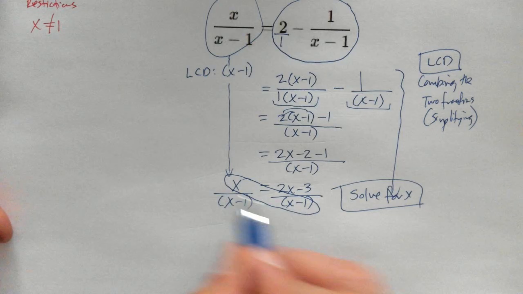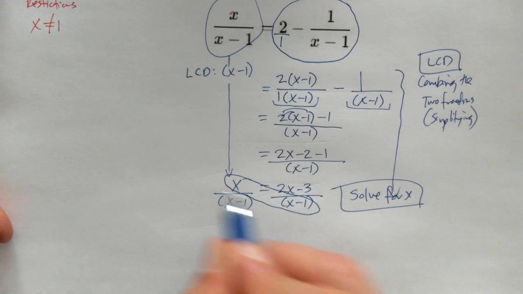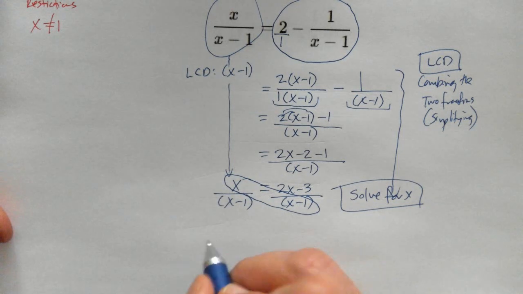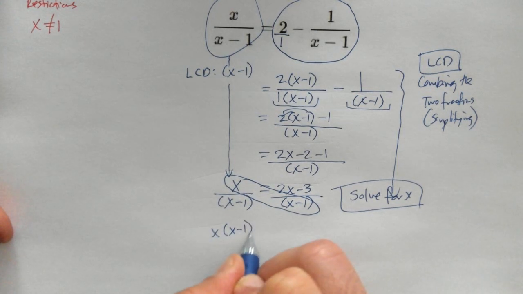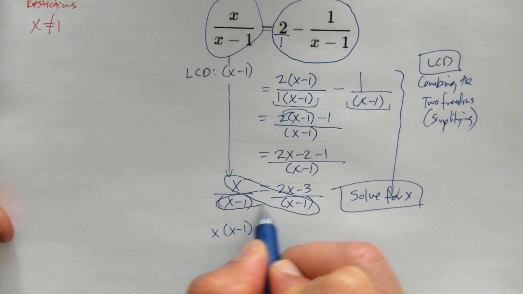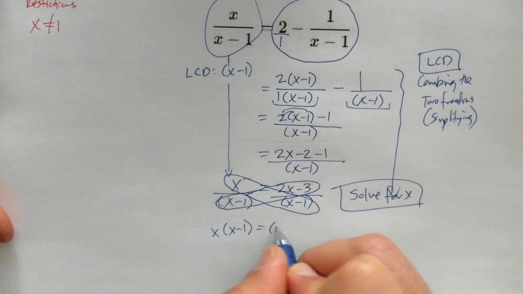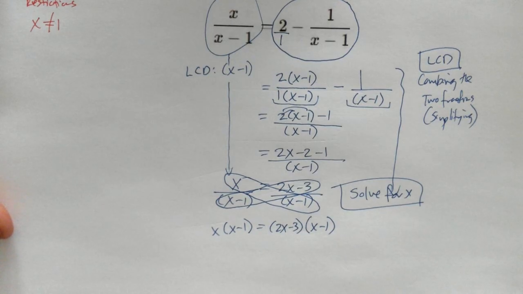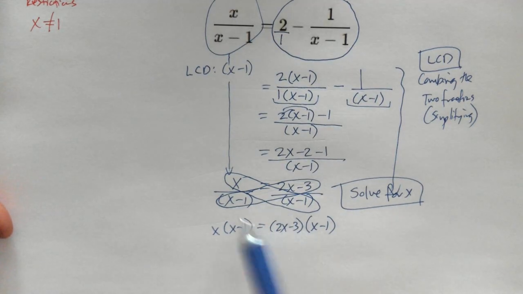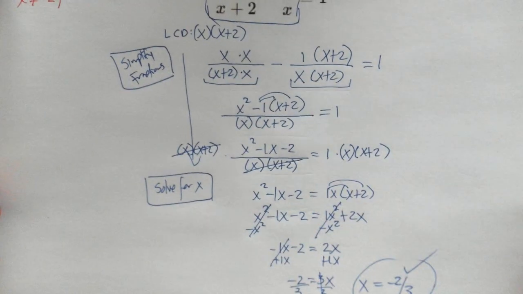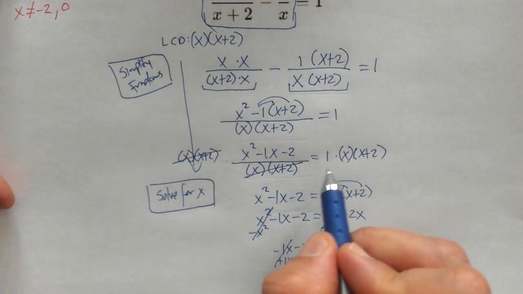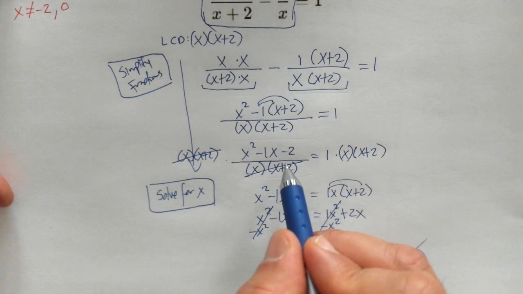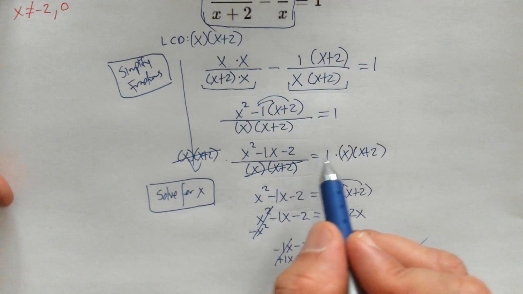By cross multiplying, the denominator now goes into times, right? The opposite of division is multiply. I have x times x minus 1. When I multiply these, I have 2x minus 3 times x minus 1. Cross multiplication allows me to get rid of both. And you know what? Technically, that's the same thing we did before. Except that over here, there was no fraction to cross multiply. But notice how the denominator went up top.